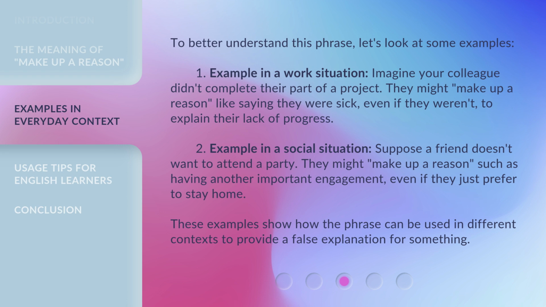2. Example in a social situation. Suppose a friend doesn't want to attend a party. They might make up a reason, such as having another important engagement, even if they just prefer to stay home. These examples show how the phrase can be used in different contexts to provide a false explanation for something.